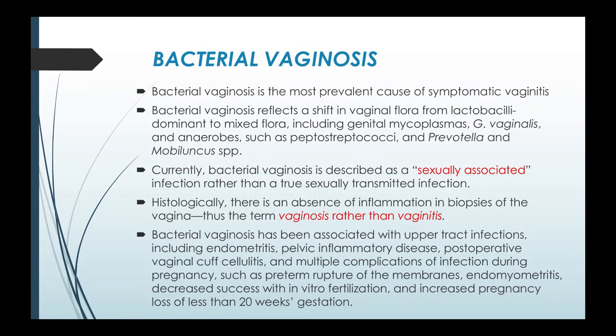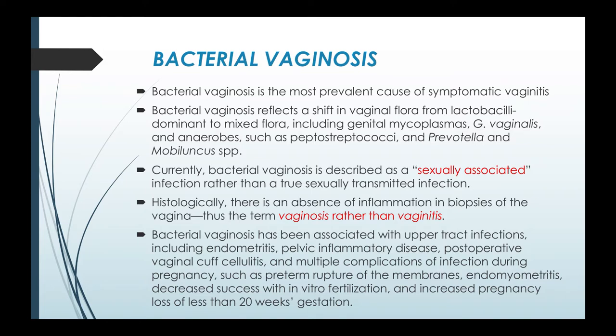So first, let's talk about bacterial vaginosis. Bacterial vaginosis is the most prevalent cause of symptomatic vaginitis. It reflects a shift in vaginal flora from lactobacilli dominant to mixed flora, including genital mycoplasmas, Gardnerella vaginalis, and anaerobes, such as peptostreptococci, Prevotella and Mobiluncus species.